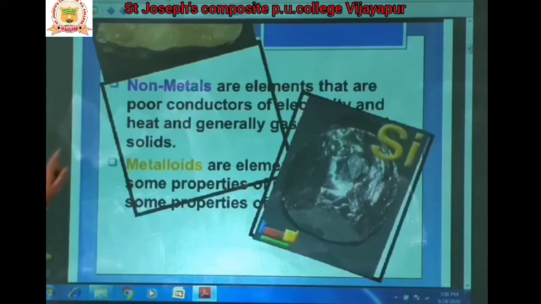Here, let us see about non-metals. Non-metals are elements that are poor conductors of electricity and heat, and generally they are in the form of gases, liquids, and also solids. Next, metalloids. Metalloids are the elements that show the properties of both metals and non-metals. Those are metalloids.